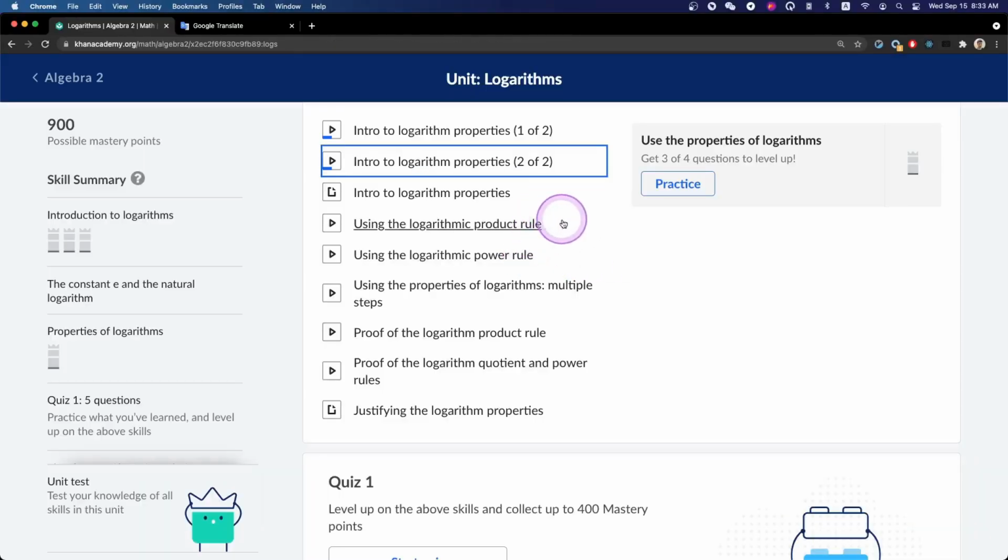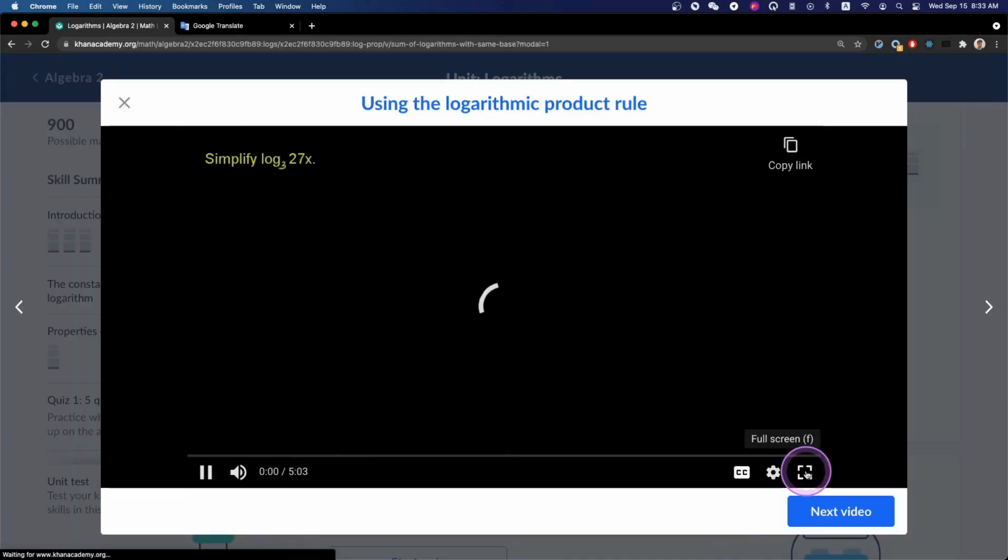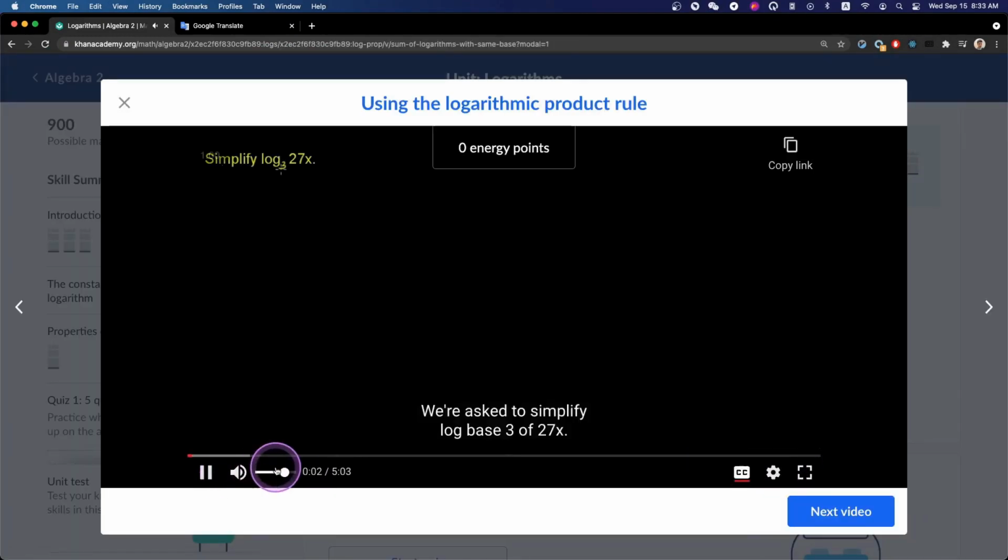I really don't know what a logarithmic product rule or power rule is. Let me just get into it. We're asked to simplify log base 3 of 27x. Frankly, this is already quite simple, but I'm assuming they want us to use some logarithm properties and manipulate this in some way, maybe to actually make it a little bit more complicated.